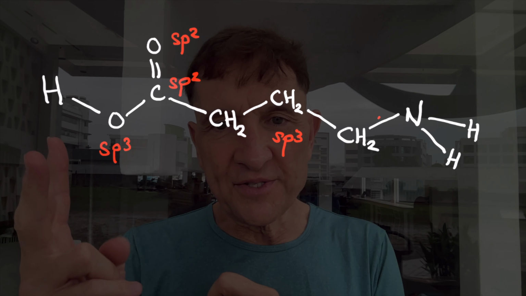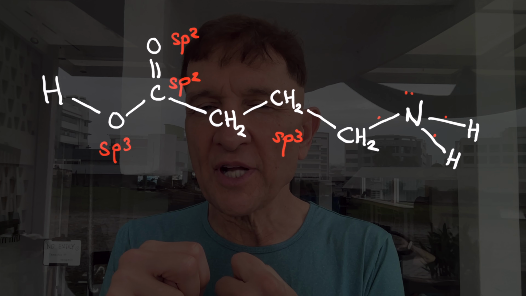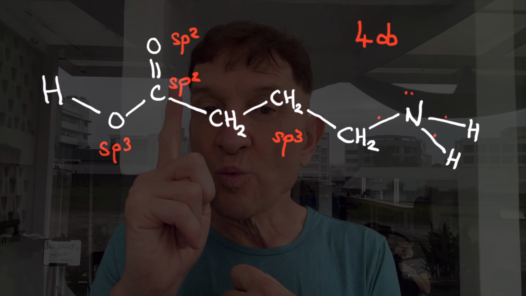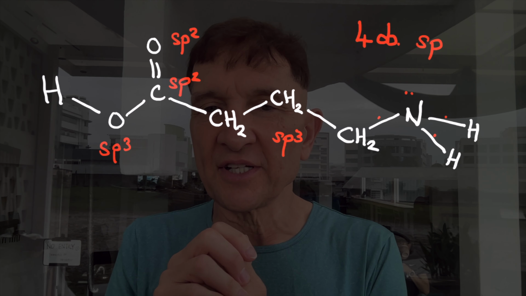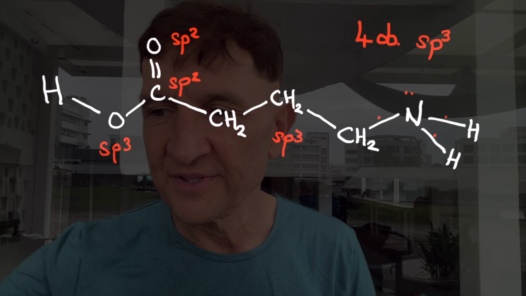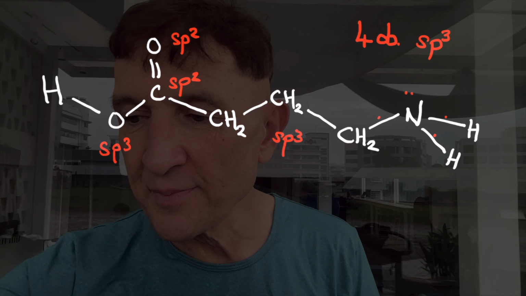What about the nitrogen? That's an interesting one. Two bonds to hydrogen, one bond to carbon. But remember, nitrogen has 5 electrons, so there's 2 electrons left, one lone pair. That's 4 things surrounding the nitrogen, sp3 hybridized, tetrahedral. And that molecule is a really interesting neurotransmitter, GABA.